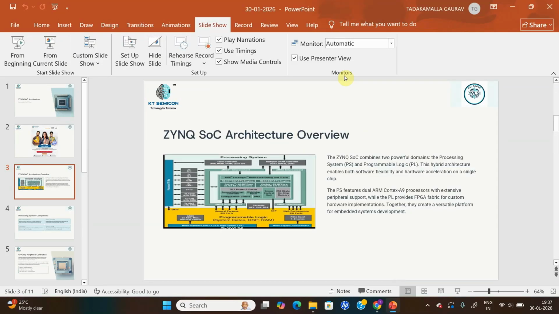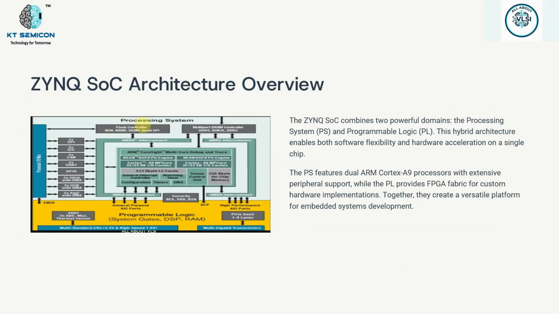One minute. In this processing system, if you carefully observe, we have SPI, I2C, CAN, UART, GPIO, SDIO, USB, and gigabit Ethernet with DMA. I also have processor IO ports and EMIO. Yesterday someone asked about that, and that is what we are going to see here. You can also see general purpose AXI ports.